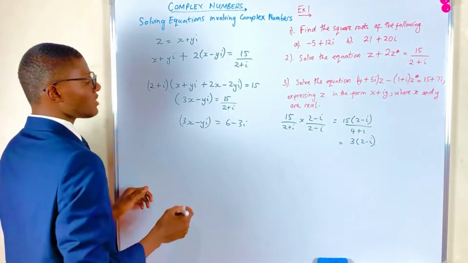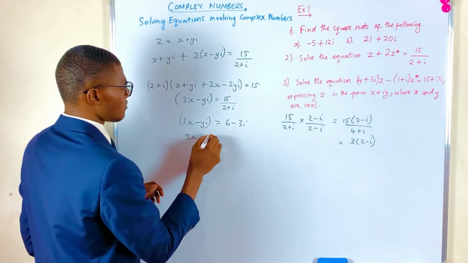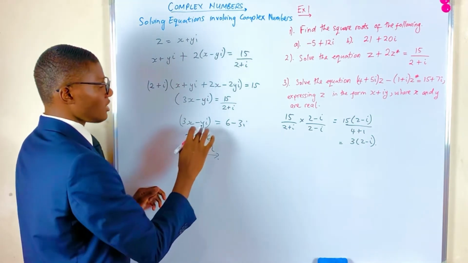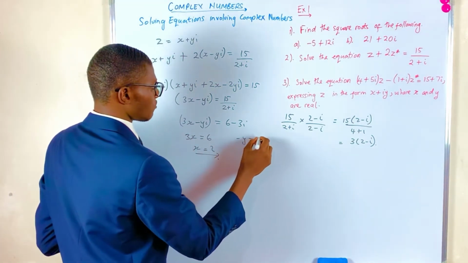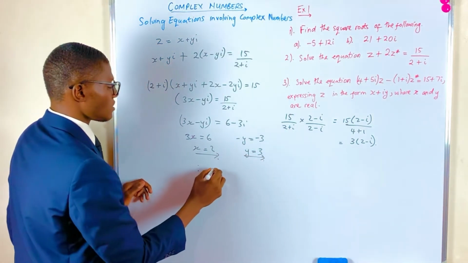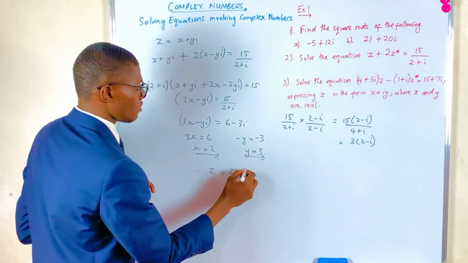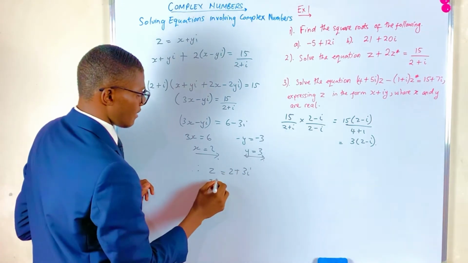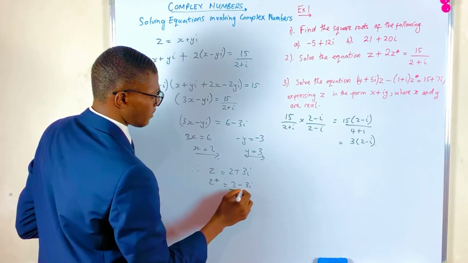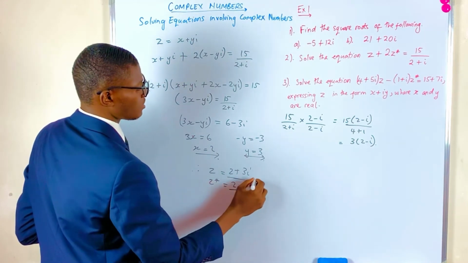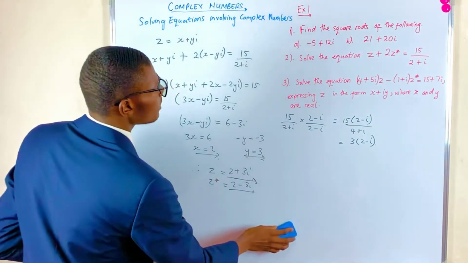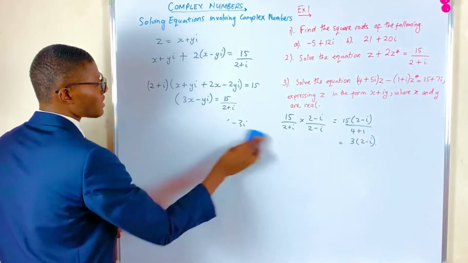So now if we equate the real parts, we are saying 3x is equal to 6, such that x is equal to 2. Then the imaginary parts, minus y is equal to minus 3, which implies that y is equal to 3. So therefore z is equal to 2 plus 3i, and then its complex conjugate is 2 minus 3i. So these are the two solutions that we get for number 2. And now let's move on to number 3, which is the last question.